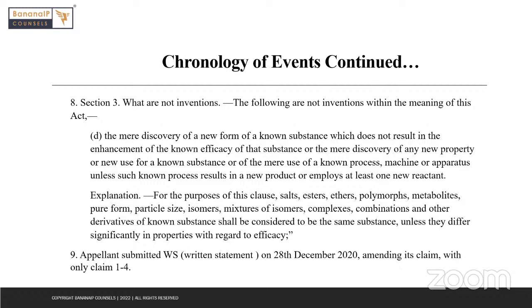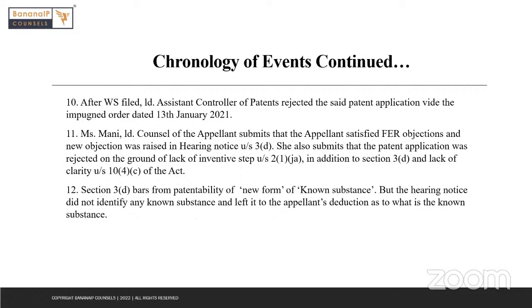Appellant submitted a written statement (WS) on 28th December 2020, amending its claims to only claims 1 to 4. After the WS was filed, the Learned Assistant Controller of Patents rejected the patent application by the impugned order dated 13th January 2021. Ms. Mani, learned counsel for the appellant, submits that the appellant satisfied the FER objections and new objections were raised in the hearing notice under Section 3D.